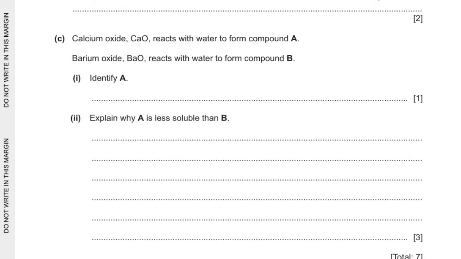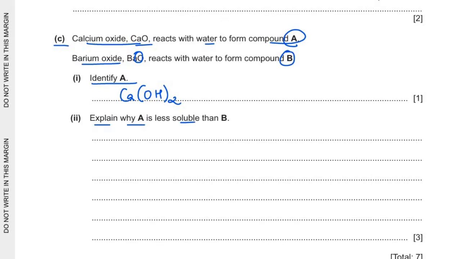Right, so if we go ahead with C: calcium oxide reacts with water to form compound A. Barium oxide, BaO, reacts with water to form compound B. Identify A. If calcium oxide reacts with water, it is going to form calcium hydroxide, Ca(OH)2. Now explain why A is less soluble than B. This is directly related to the solubility of hydroxides of group 2, that is calcium hydroxide and barium hydroxide.